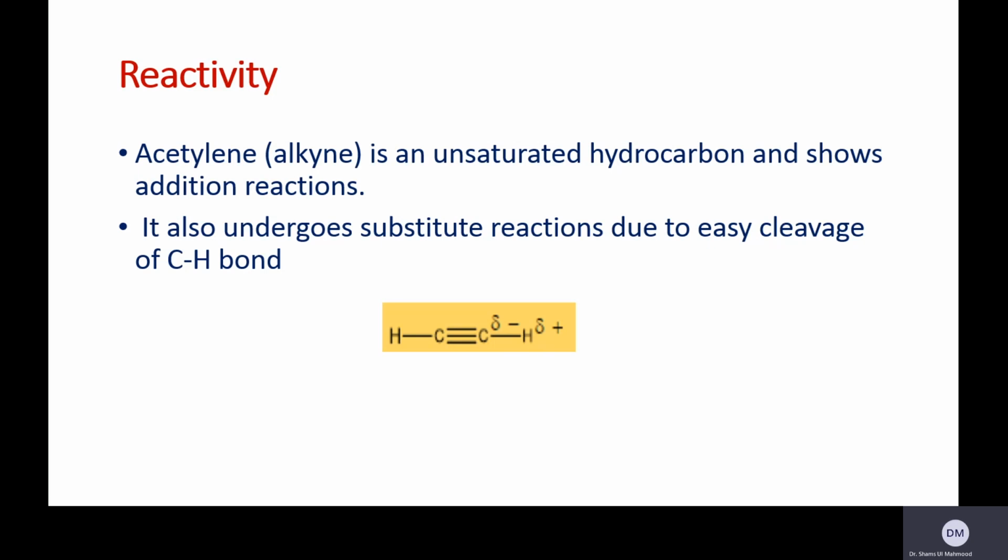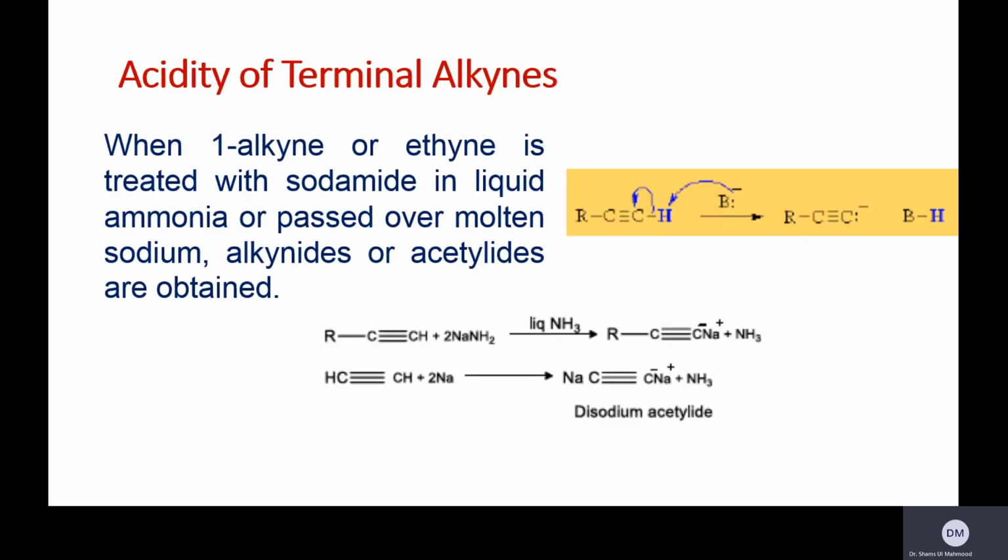So first, going to the reactions, we discuss this cleavage of carbon hydrogen bond. So this carbon hydrogen bond is polar. So by using the base, it will abstract this proton and we get this alkynide ion. This is called alkynide ion. Now this negative ion can attack any other electrophile and we can get some substituted product. So that's why we said that by removal of this hydrogen, it can undergo some substitution reactions.